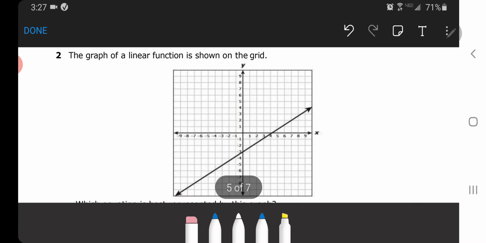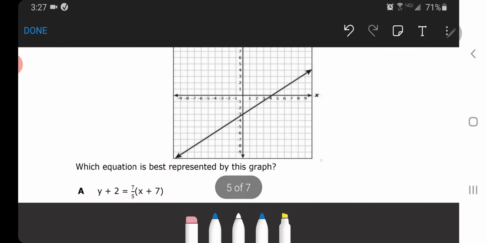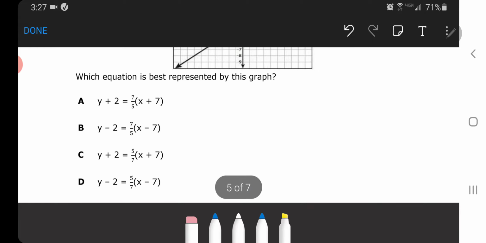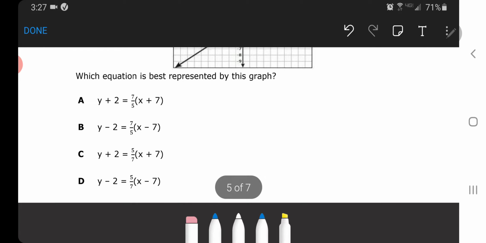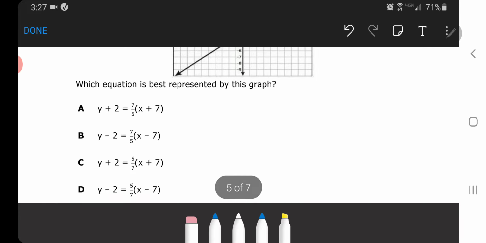All right. This time, the graph of a linear function is shown on the grid. Which equation is best represented by this graph? Okay, well, it looks like all our answer choices are in point slope form. Okay, so first, let's find our slope. Because you notice answer choice A has a slope of 7 over 5, B is 7 over 5, C is 5 over 7, and D is 5 over 7.